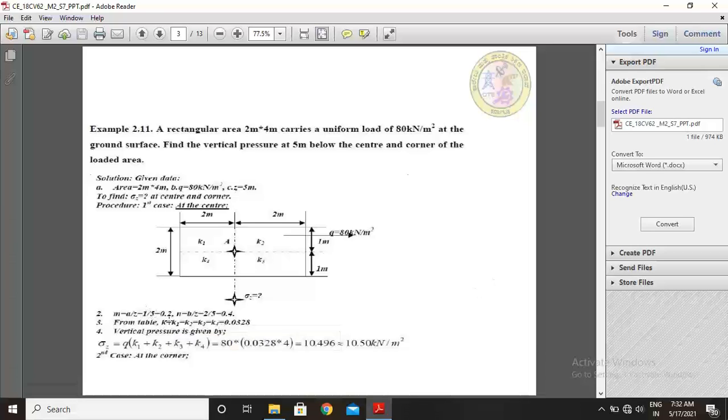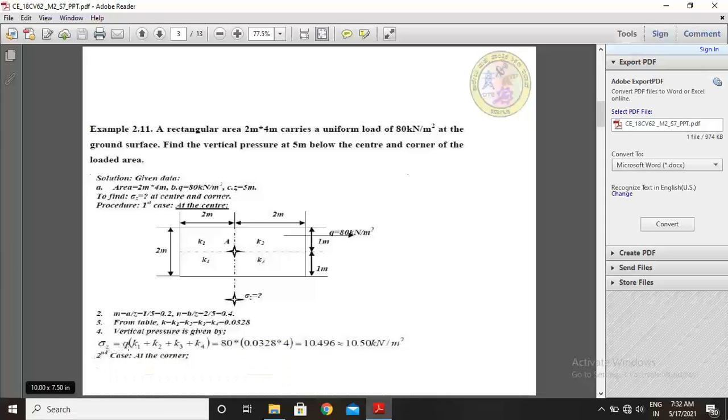You refer to any textbook of this chapter. So k1 equal to k2 equal to k3 equal to k4. Why? All rectangles are similar. Then from the tables, with respect to the m and n values, we get the coefficient 0.0328.